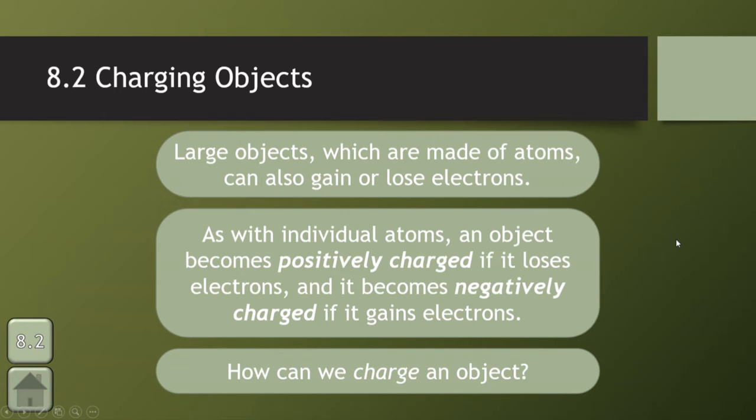Now, large objects are made of smaller atoms, so large objects can also gain or lose electrons. The atoms in them can gain or lose electrons, and those electrons can then travel to or from other objects. And just like with an atom, if a large object loses electrons, then it becomes positively charged, and if a large object gains electrons, then it becomes negatively charged.